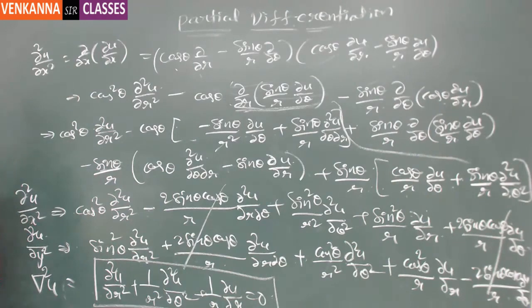So this is a little long, a little tougher. There is a possibility of making mistakes while doing the simplifications, but finally the result you are going to get is dou square u by dou r square plus 1 by r square into dou square u by dou theta square plus 1 by r into dou u by dou r. This is nothing but the Laplace equation in polar form. Clear? Any questions on this?